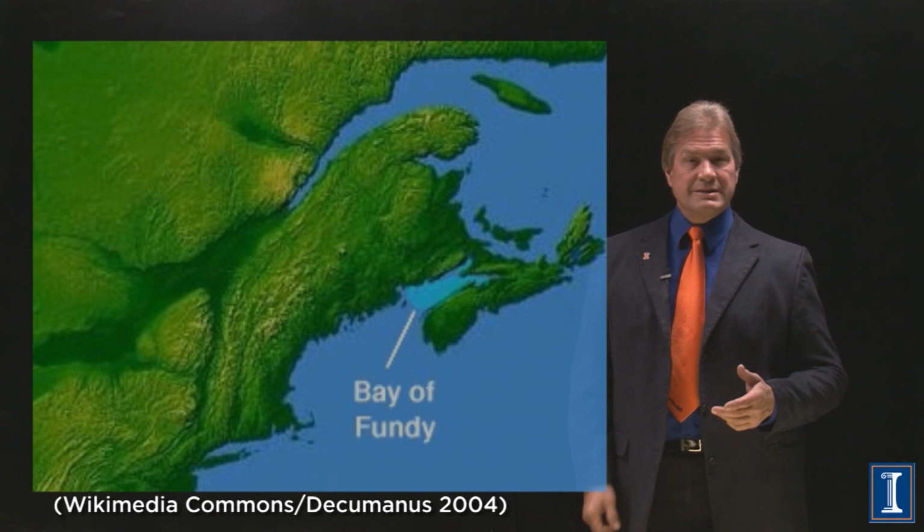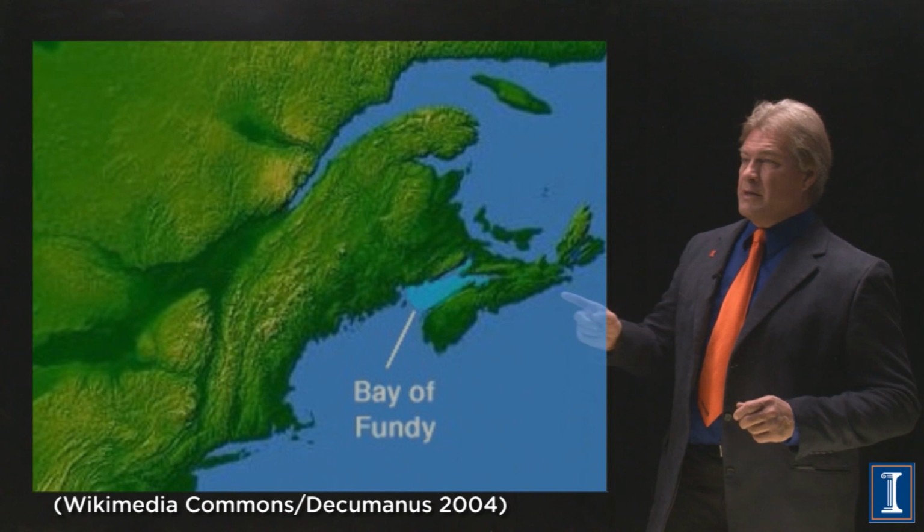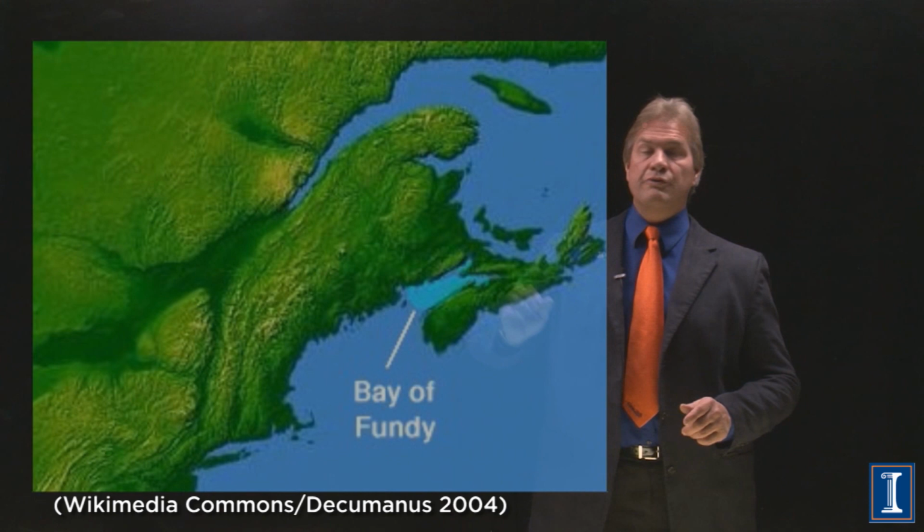So there are tides across the Earth. If you sit on the dock on a sea and you wait 6 hours, you'll go from a low tide to a high tide. You have two of these per day. The most dramatic place to witness it is the Bay of Fundy. Maine is down that way. This is Canada. This is in Nova Scotia, in the Atlantic Ocean.